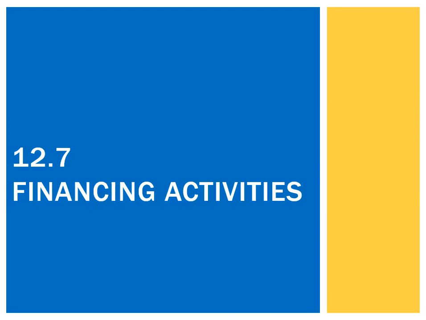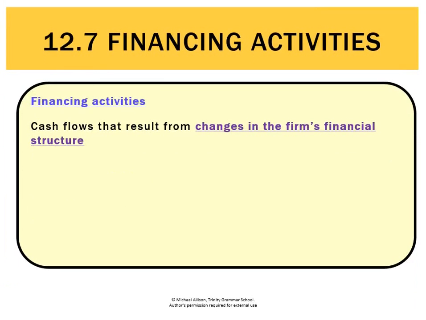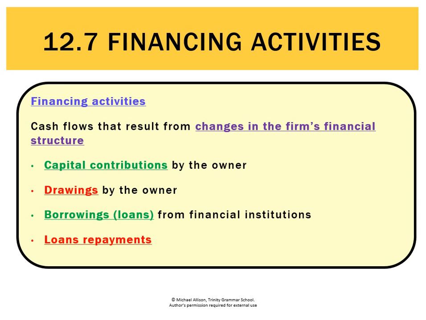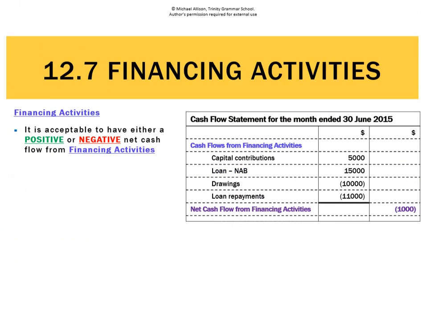Our final section in the cash flow statement is financing activities, and they're cash flows that result from changes in the firm's financial structure. So there'll be an inflow from either capital or an outflow from drawings, and an inflow from borrowing money or an outflow from paying it back. They're the only four items that will appear in our financing section.